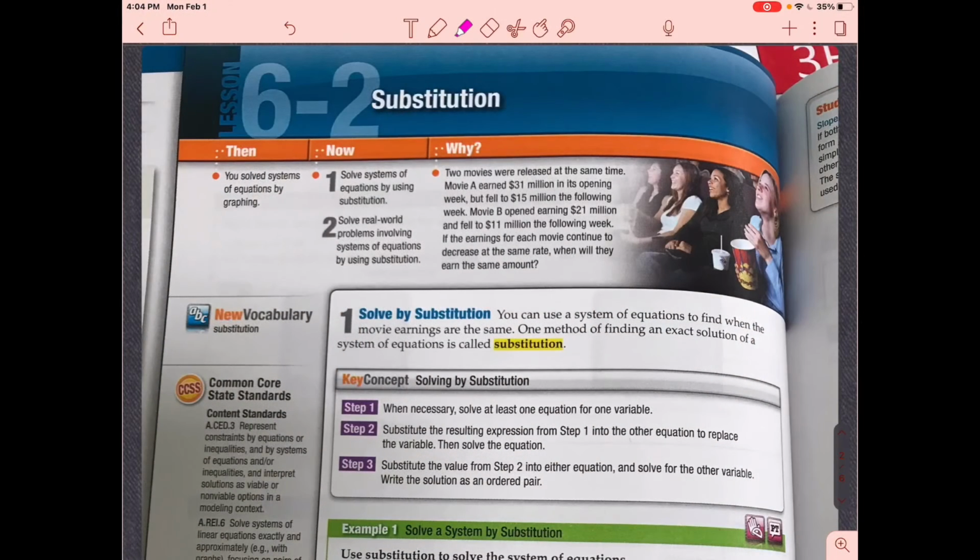Hi guys, this is lesson 6.2. It's called Substitution. In this lesson, we are going to solve our systems. Remember, systems are lines on the graph, and we're looking for where the lines cross. And in this case, we are going to learn how to solve them by a mathematical process called substitution.